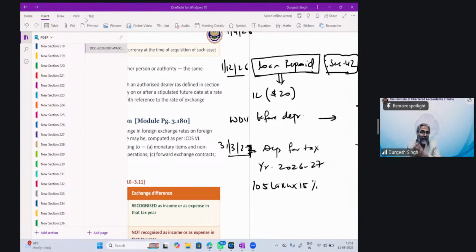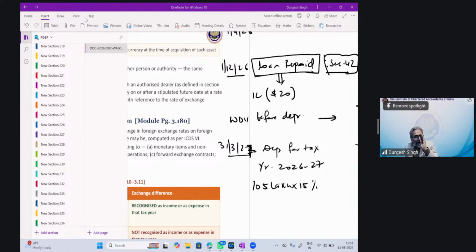Now I have to make the payment at the time of paying the loan. So therefore, this extra, which is 20 lakhs in this particular question, I have capitalized at the date of payment, which is 1st December 2026. And then accordingly on 31st of March, I'll claim a depreciation. I don't think any issues are there now. 15% on the entire amount. Is that point clear to all of you?